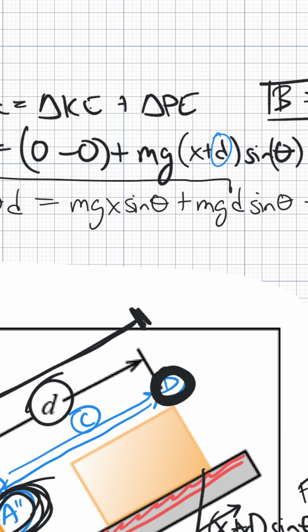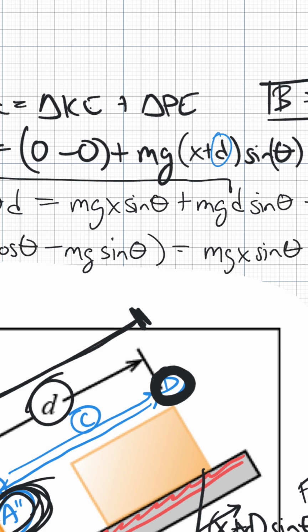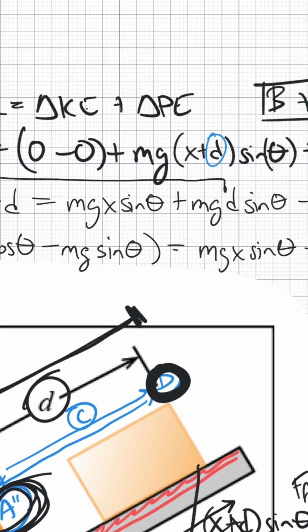Okay, so I guess I'll bring mgd sine theta over to the left. So I'm going to be left with D out of negative mu mg cosine theta minus mg sine theta equals mgx sine theta minus 1/2 kx squared.